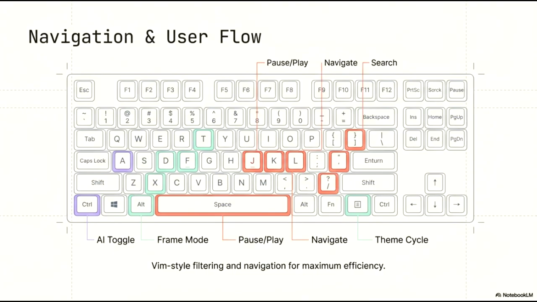Search functionality is located on the bracket keys, while the theme cycle feature is positioned on the bottom right of the keyboard. These shortcuts are engineered to minimize movement and keep the focus entirely on the content.